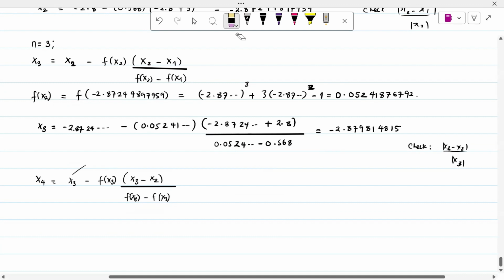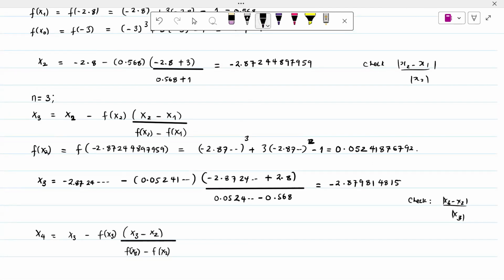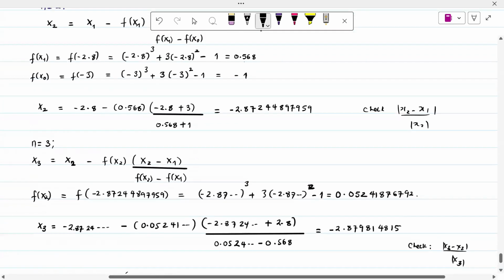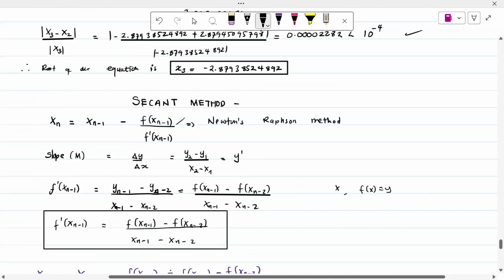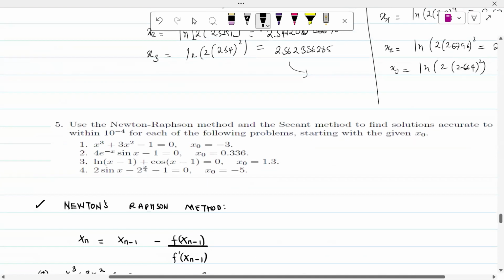Is it clear? Is this clear? Yes, it is. Okay, so second method, that's how it works. You don't need a derivative to apply the second method. So try other questions as well. You can also try the rest of the questions.